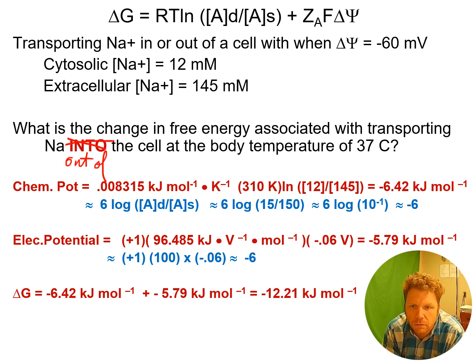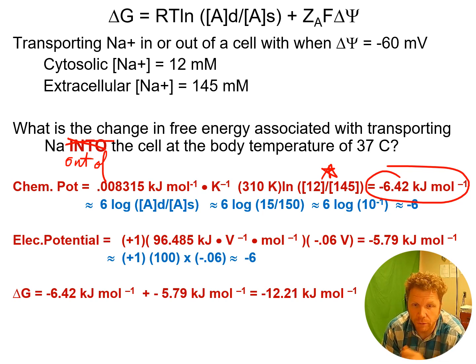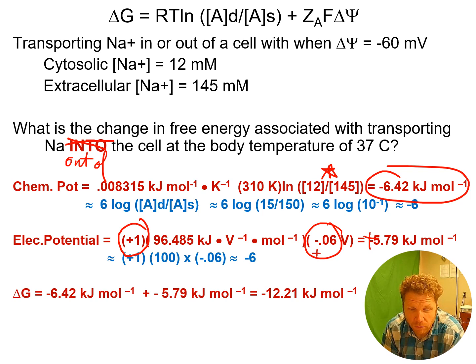What would that mean for this value right here? Rather than 12 over 145, you do 145 over 12, in which case that's probably going to make this a positive value. Now, if we were talking also about a negatively charged ion, it's going to make this negatively charged, which would make that positively charged, which would make our delta psi positively charged also, because if we're going out of the cell, then we've got to switch the sign of our delta psi. Okay, so I think this is helpful for all of those reasons.